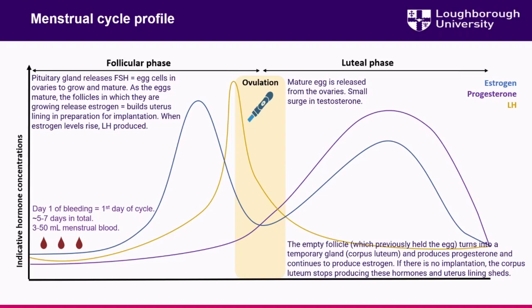Typically this period is around 5 to 7 days in total, and typical menstrual blood loss for someone healthy would be 30 to 50 millilitres. Anything above 80 would be considered to be a heavy menstrual bleed. What happens during this follicular phase, or this first phase, is you get a significant rise in estrogen, and progesterone levels remain relatively low.